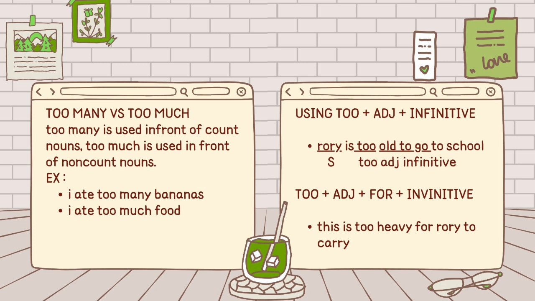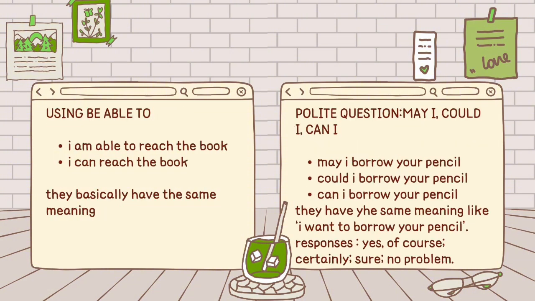Using too plus adjective plus infinitive. Rory is too old to go to school. Too plus adjective plus for plus infinitive. This is too heavy for Rory to carry. Using be able to. I am able to reach the book. I can reach the book. They basically have the same meaning.